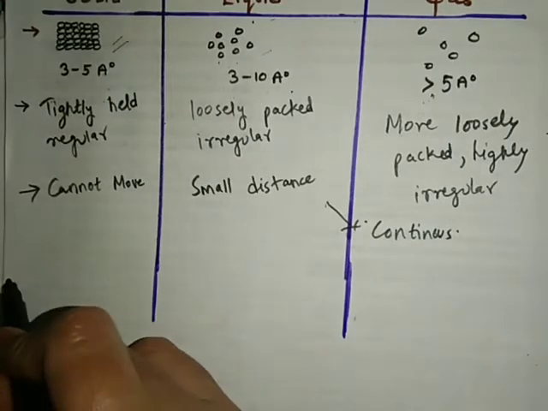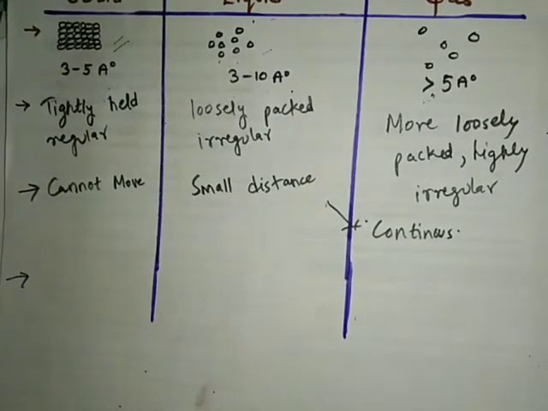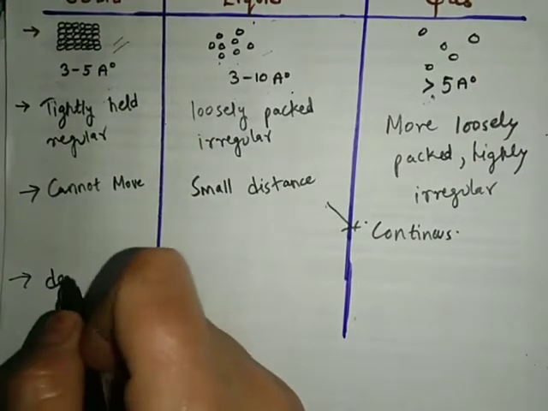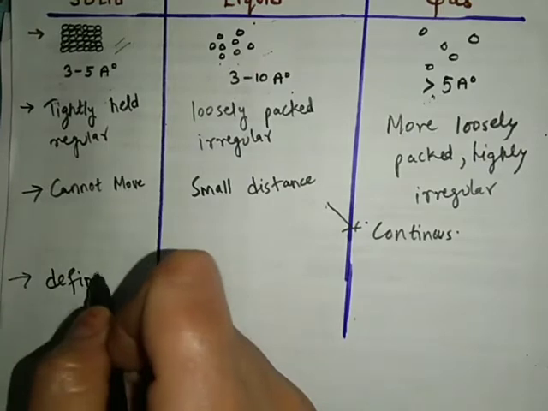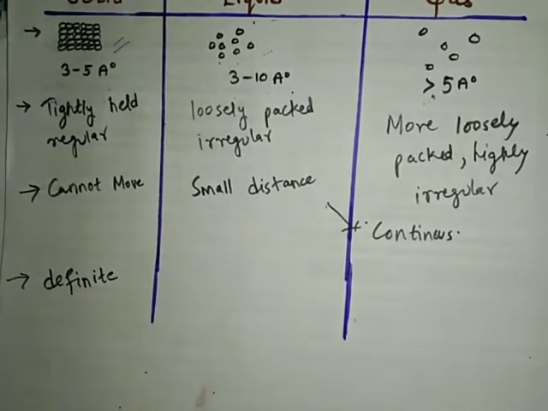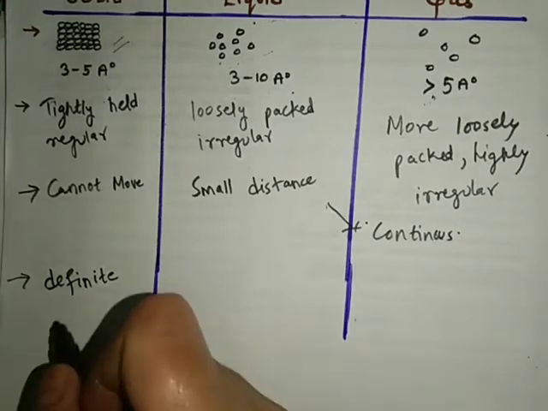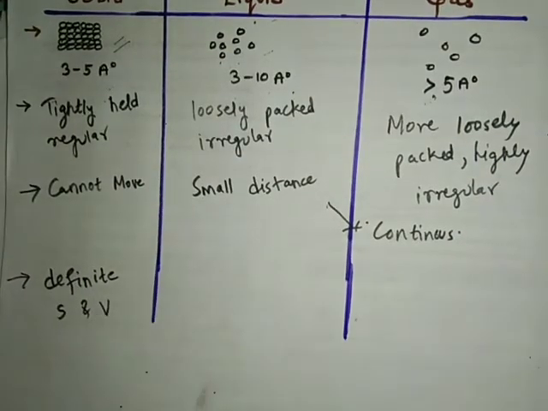Okay, what about the fourth point? The shape and volume. We know solids have definite shape and definite volume. Solids always have a particular shape and they occupy space that is also fixed, so they have a definite shape and definite volume.